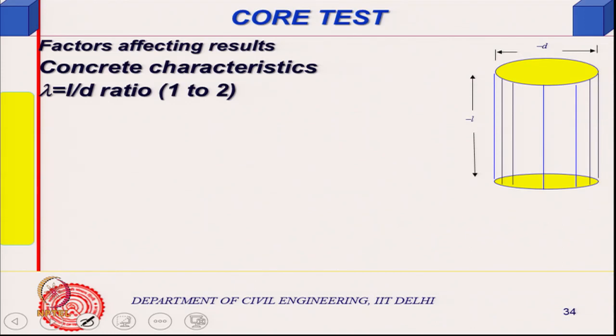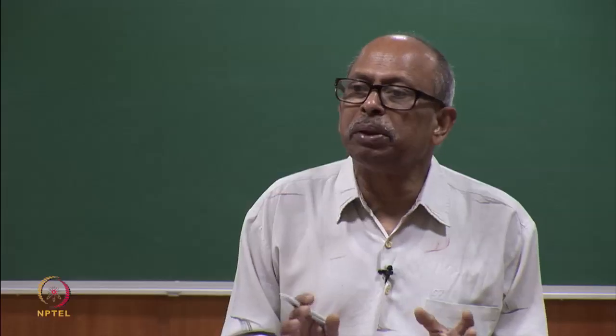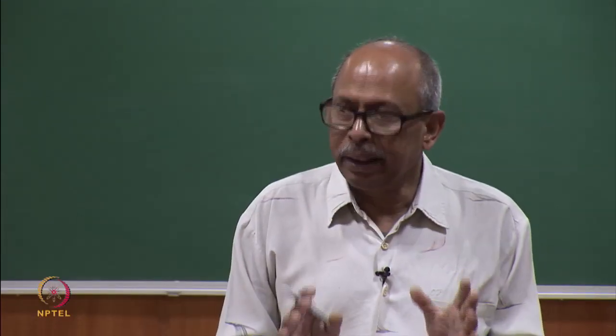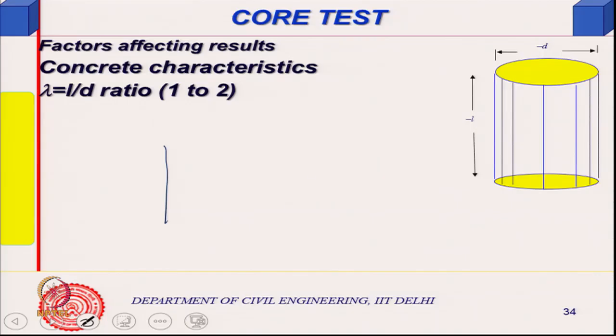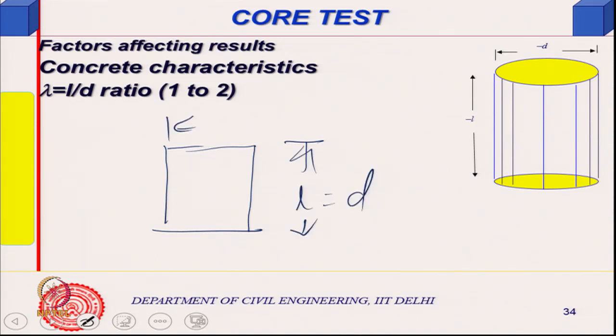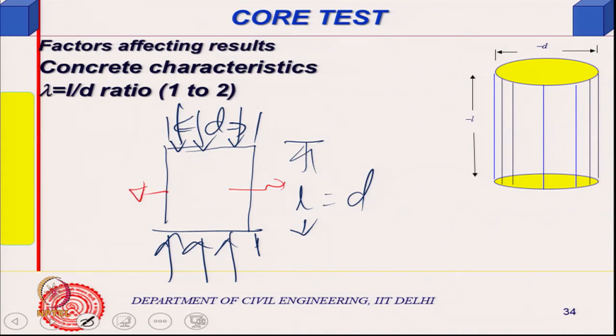Now, why is the L by D ratio important? The strength of a cube is more than that of a cylinder, the reason being, when you are testing a cylinder uniaxially, let us say L equals D, you are applying compressive force like this from both sides. The basic tendency of this material, due to Poisson's effect, would be to expand laterally.